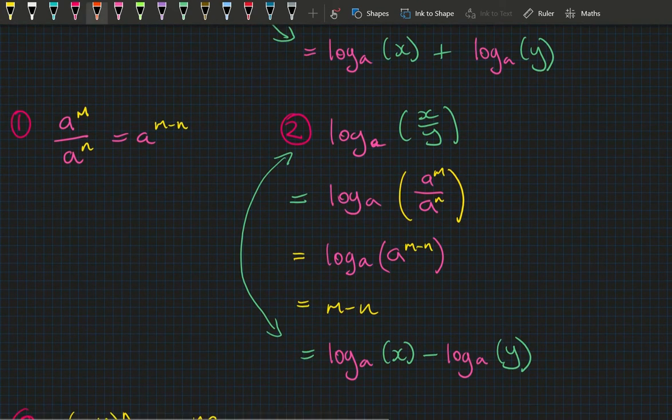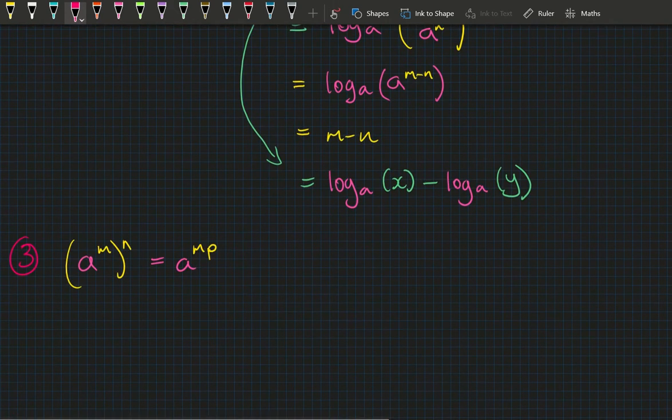Oh, I'm just going to go back and fix up this. Yeah, that should be exponential law 2. Apologies. So let's go back to exponential law 3.